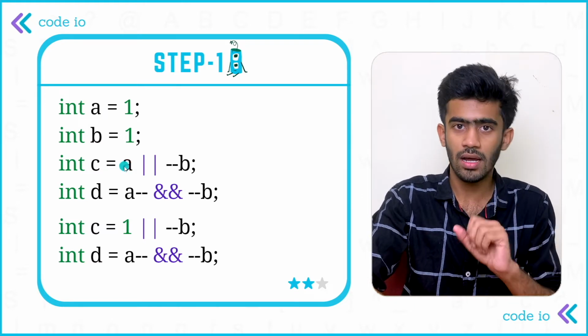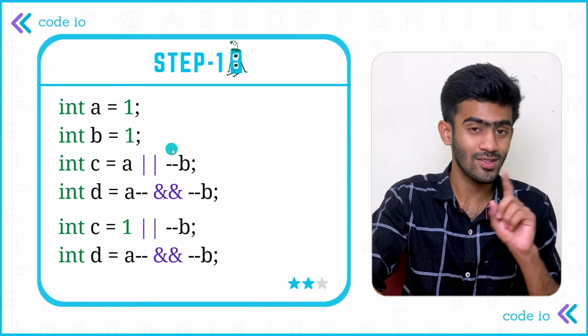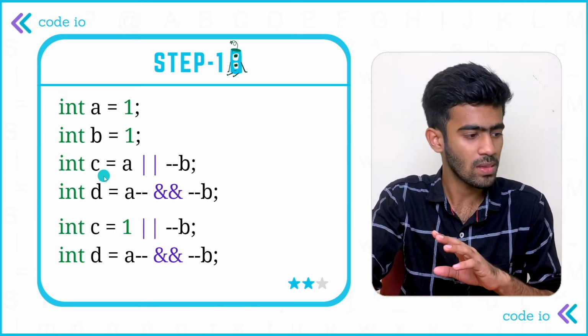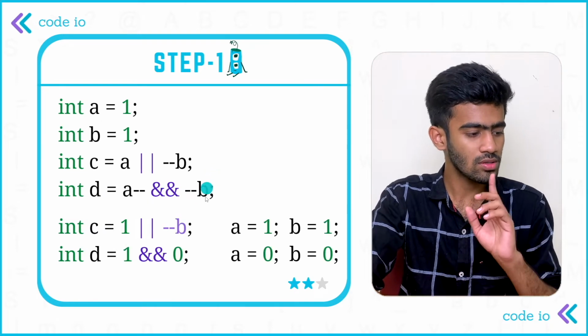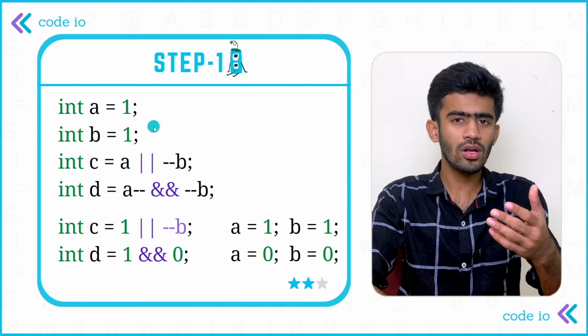So the conclusion here is the value of a is 1, the value of b is 1, it is not decremented, it is still 1, and the value of c is stored as 1. So after this expression, a is 1, b is 1, as well as c. Okay, let's move on to the next statement.